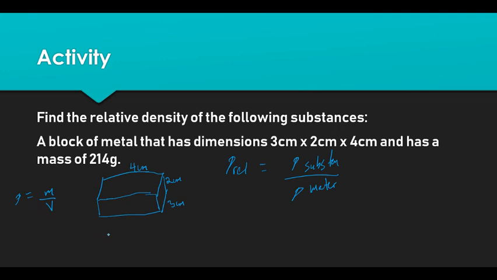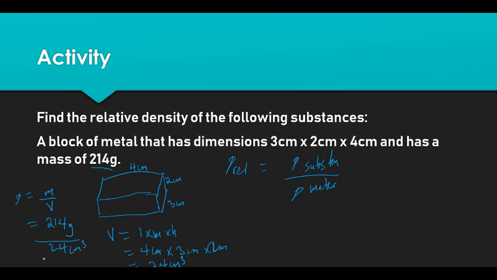So we say that the volume of a cuboid is length times width times height. So length is 4 centimeters, so we say 4 centimeters times the width, which is 3 centimeters, times the vertical height, which is 2 centimeters. So when we do this, we get that the volume is 4 times 3 is 12, 2 times 12 is 24 centimeters cube. So we can put this in our formula now. So we say that the mass is given to us as 214 grams. So we say 214 grams divided by 24 centimeters cube.